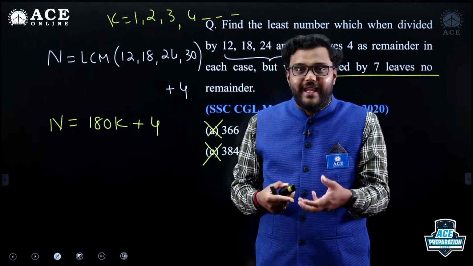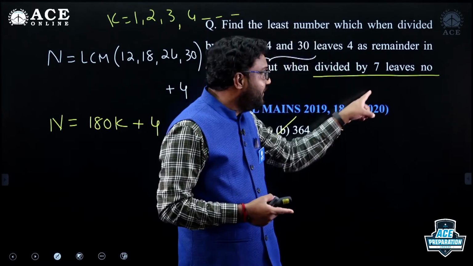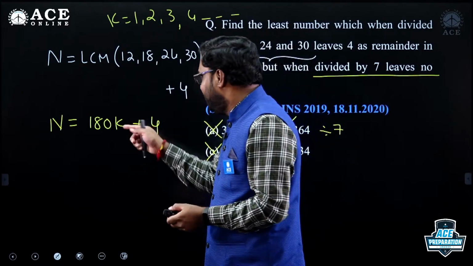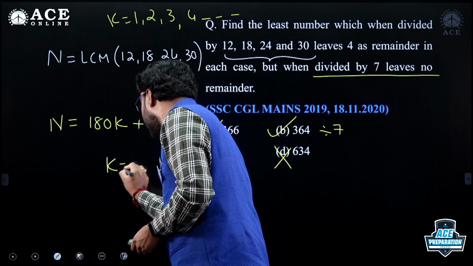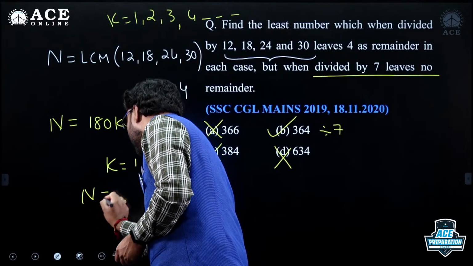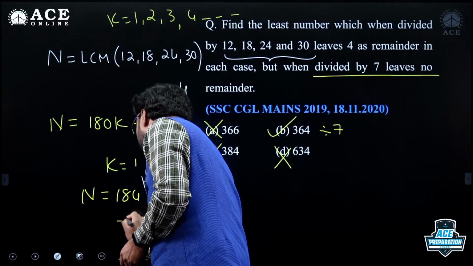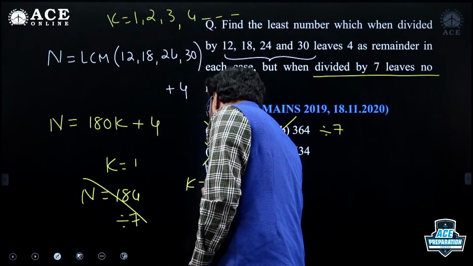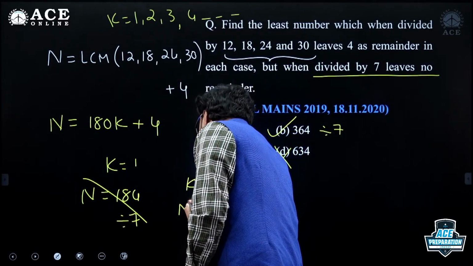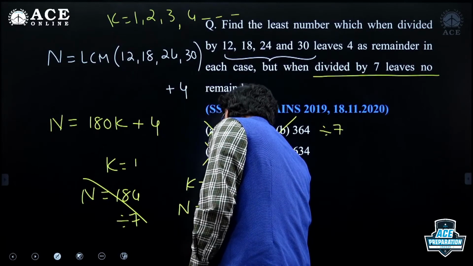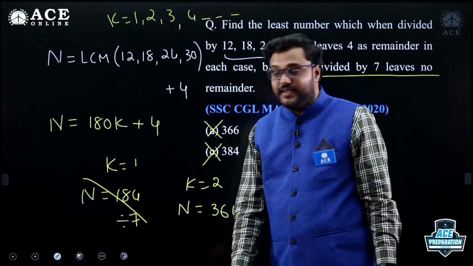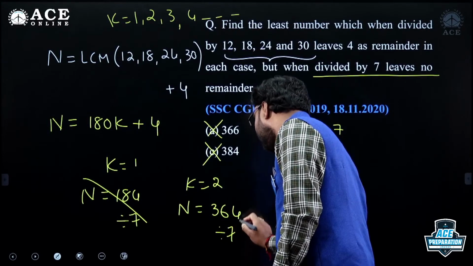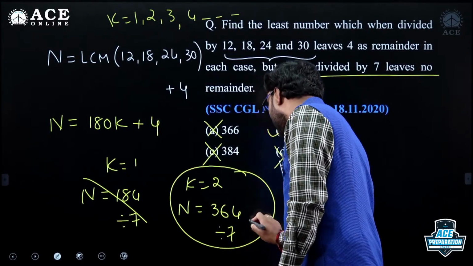But why do I want K here? The number should be divided by 7 also. So I have to check first K value 1. If K equal to 1, my dear friends, we'll get N is nothing but 184. But this is not divided by 7. So no. Then K value 2. If you put K value 2, N is nothing but 364, my dear friends. 180 into 2, 360. 360 plus 4, 364. This is divided by 7. So okay, fine, that's it.